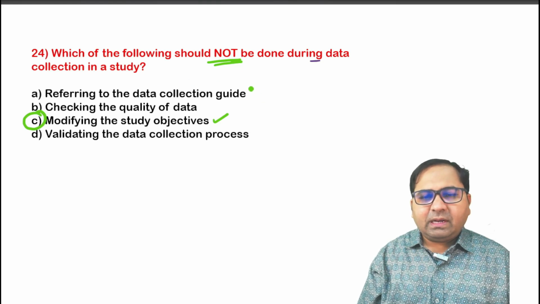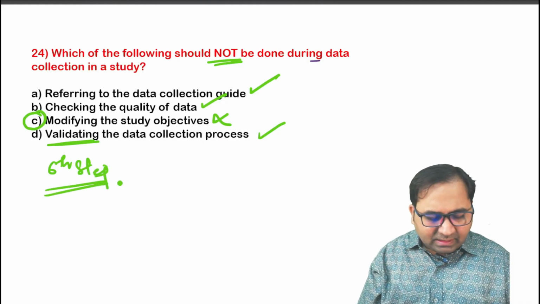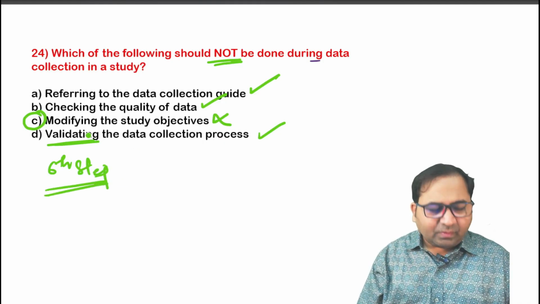Referring to the data collection guide, yes, you can do. Checking the quality of data, yes, you can do. Modifying the study objectives, no, you cannot do this. Validating the data collection process, yes, you can do this. This validating the data collection process, I told you that it is the sixth step or the last step in the steps of the data collection process.